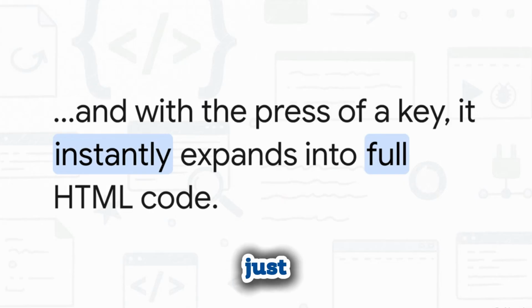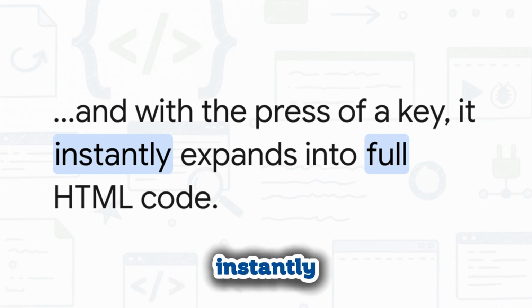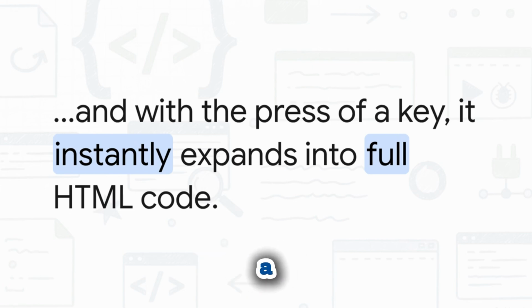And then, with just a single press of the Tab key, boom! Emmet instantly expands that little abbreviation into full, perfectly structured HTML. This might seem like a small thing, but just imagine the thousands of lines of code you write on a project. Those saved seconds add up fast, making this a massive productivity booster.